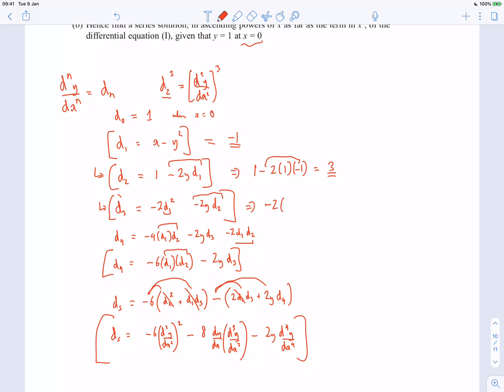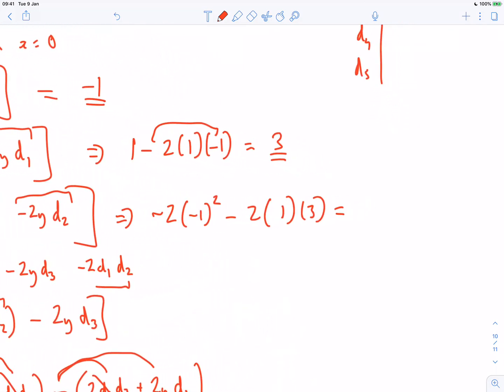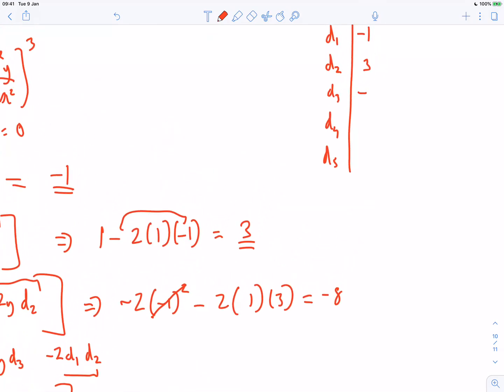So minus 2 lots of d1, which is minus 1 squared, minus 2 lots of y, which is 1, times by d2, which is 3. Okay, you know what? This is going to get confusing. So let's put y, d1, d2, d3, d4, d5 up here. y was 1, d1 was minus 1, d2 was 3. d3 I'm still working out. So minus 1 squared is 1, so that can go. Minus 2 times 1 times 3 is minus 6. Minus 2 minus 6 is minus 8, so that number needs to be a minus 8.